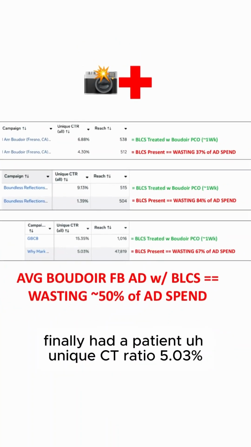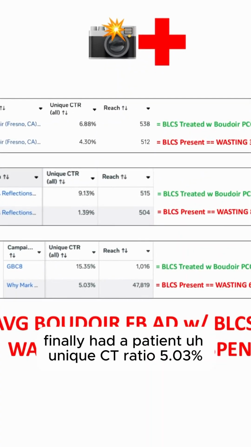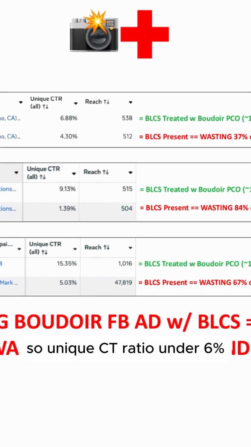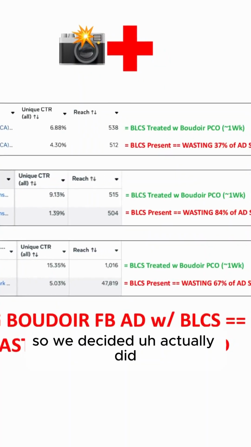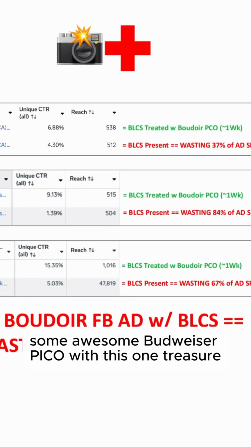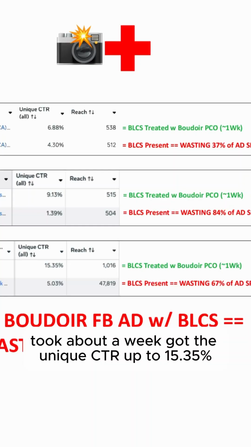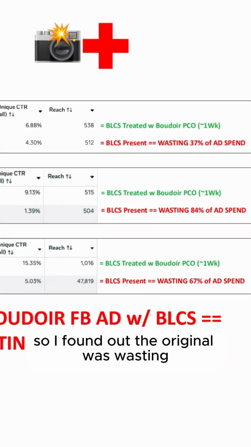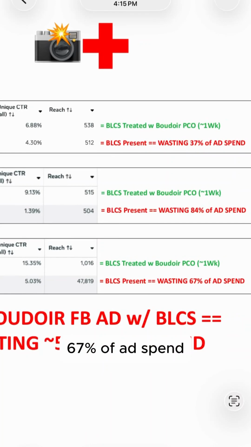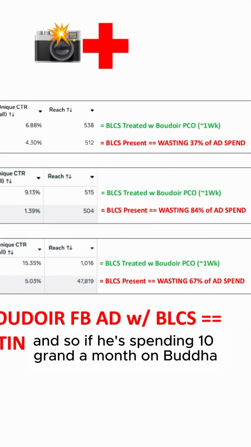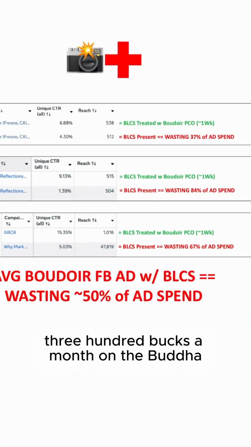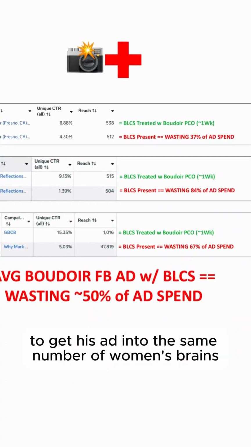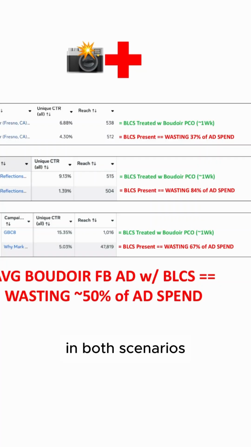Finally, had a patient, unique CTR 5.03%. So unique CTR under 6%. We know that BLCS is present. So we actually did some awesome Boudoir PICO with this one. Treated it, took about a week, got the unique CTR up to 15.35%. So I found out the original was wasting 67% of ad spend. And so if he's spending 10 grand a month on Boudoir Facebook ads on that original, he now only has to spend 3,300 bucks a month on the Boudoir PICO treated ad to get his ad into the same number of women's brains in both scenarios.